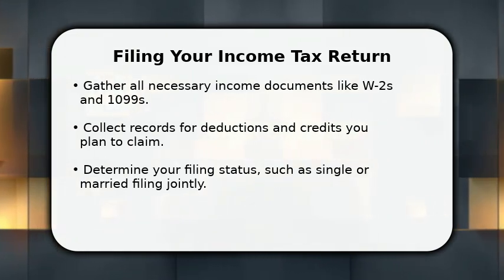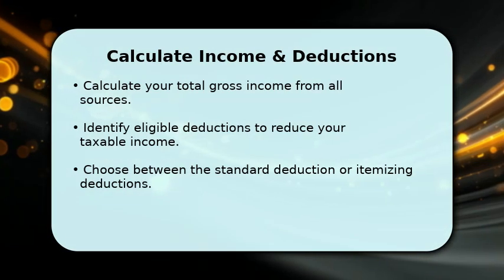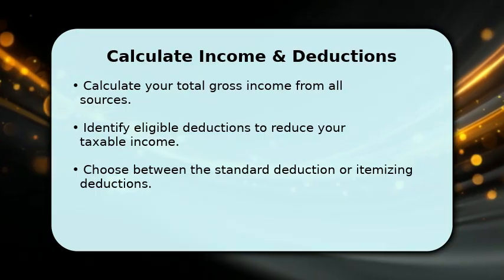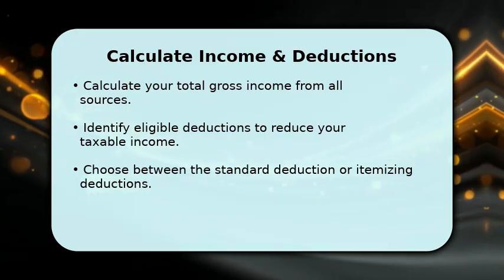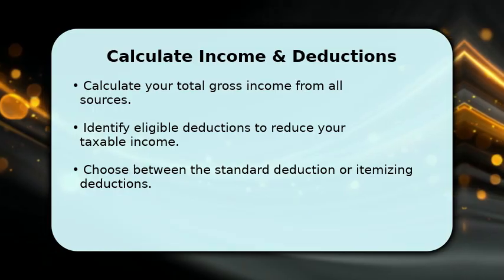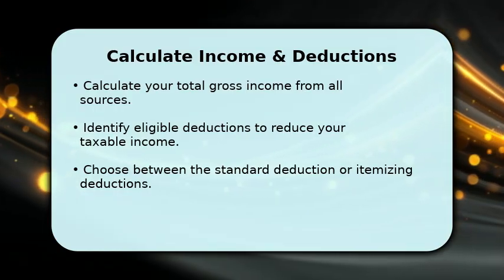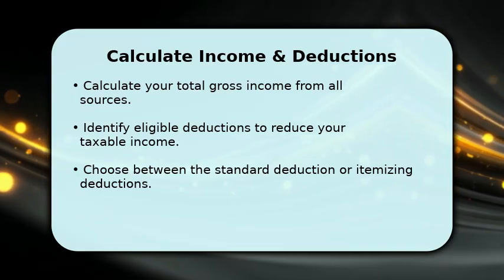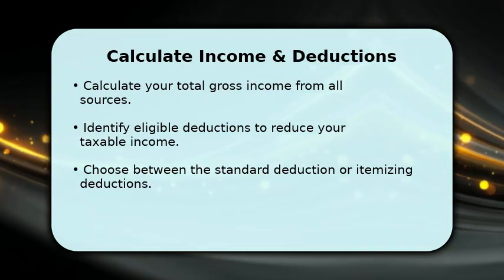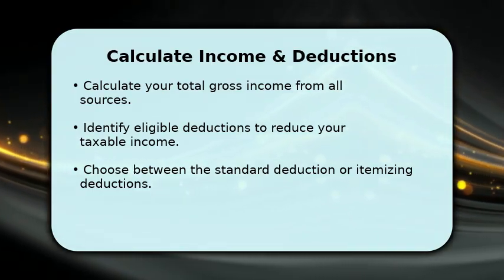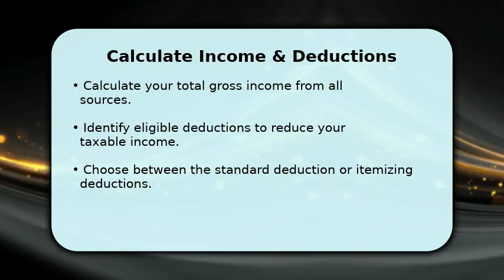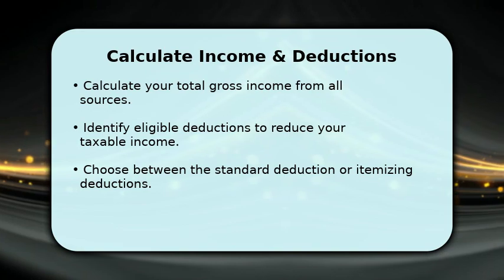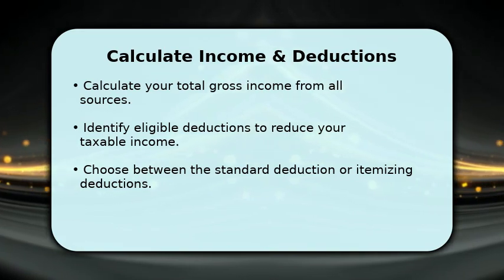your tax liability. Once your documents are ready, calculate your total gross income, which includes wages, interest, and dividends. Then, identify all eligible deductions that can lower your taxable income, such as contributions to an IRA or health savings account. You'll need to decide whether to take the standard deduction, which is a fixed amount, or itemize your deductions, which might be beneficial if you have many expenses.